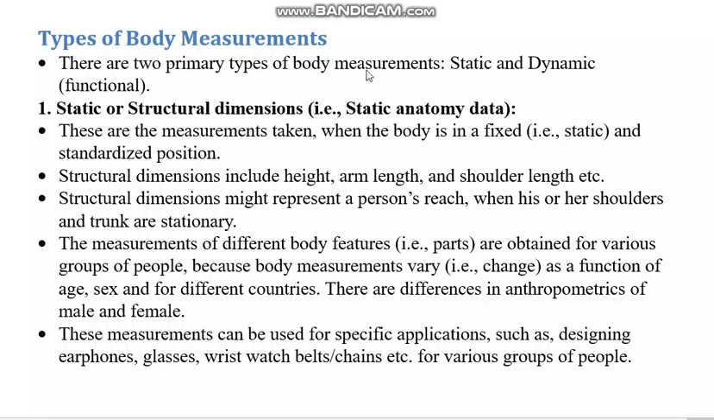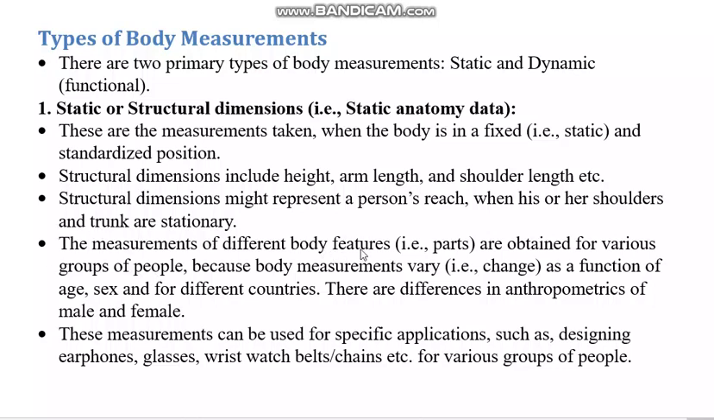See, this is the important thing. When you are saying static measurement, these things are stationary. His shoulders are stationary, his trunk is stationary, he's not twisting his body and reaching something. The whole body should be just like that, only the hands should move, and you measure what reach it has. Okay, like that.